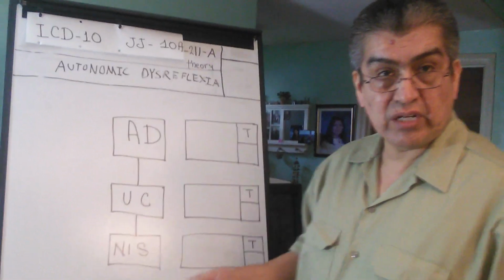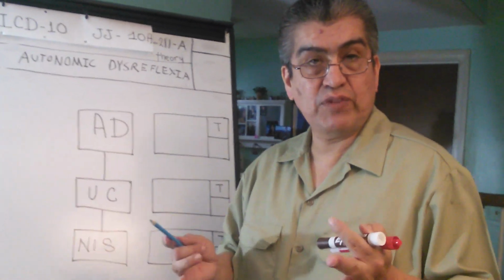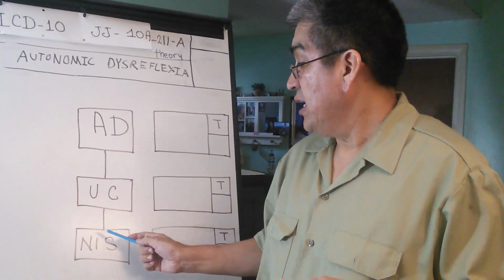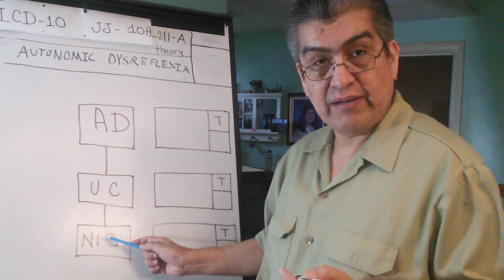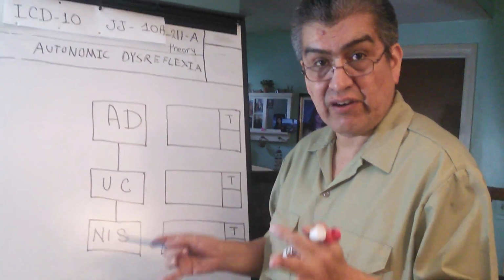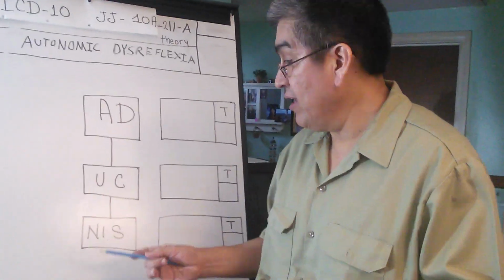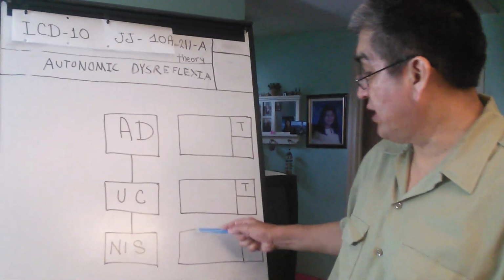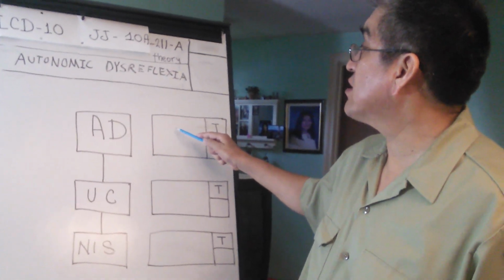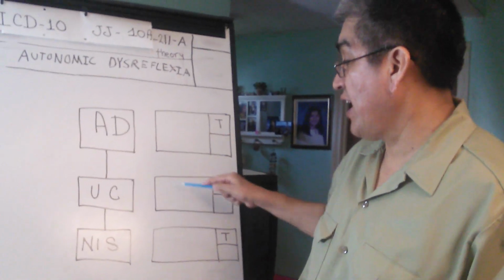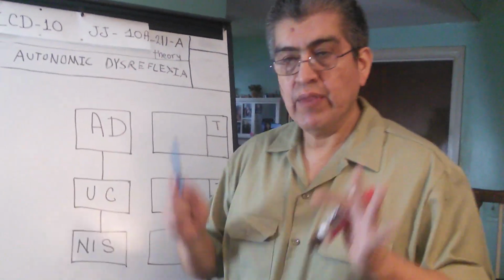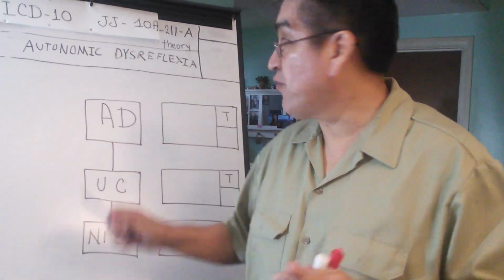There's one additional code if in the text we find symptoms that are not inherent to autonomic dysreflexia. We have a list of regular symptoms, but if they give us a symptom that is not in our list and doesn't happen all the time, then we need an extra code for that. So one code for the autonomic dysreflexia, the second code for the underlying condition, and the third code if we have a non-inherent symptom.